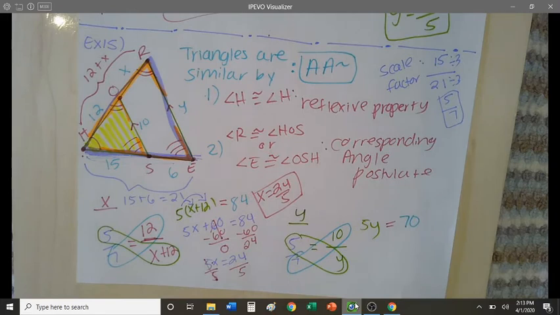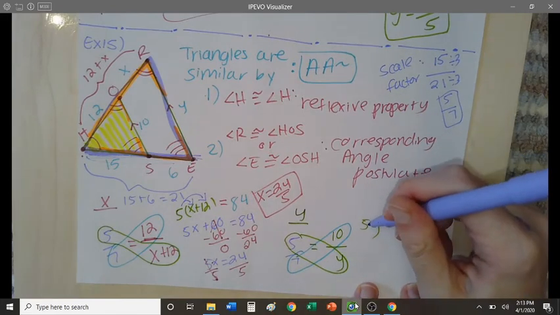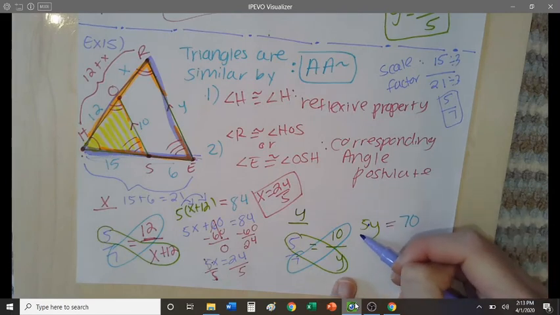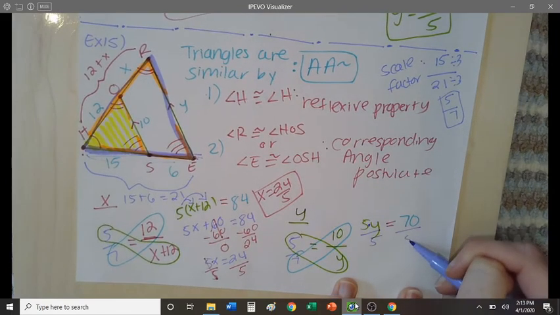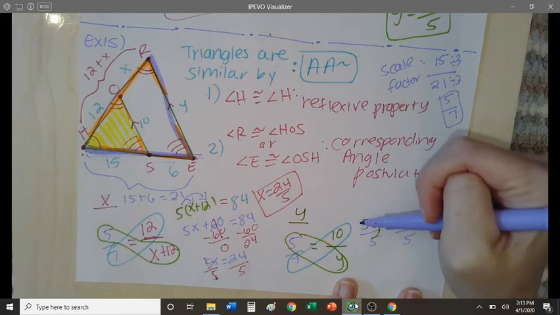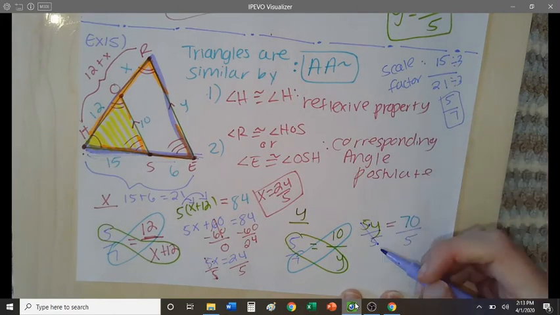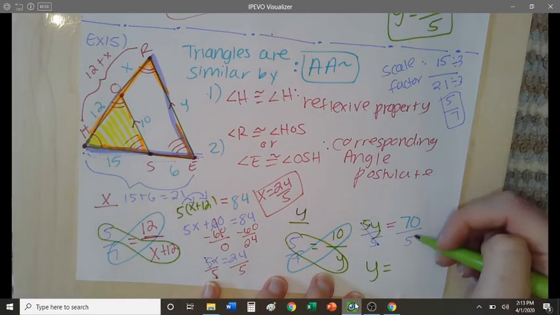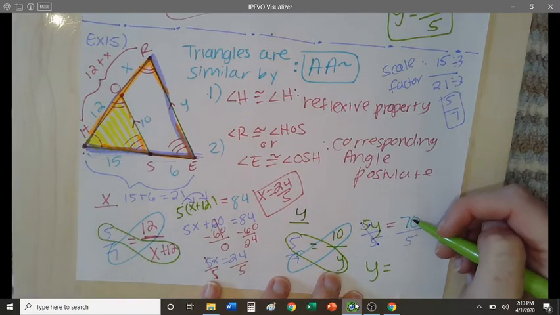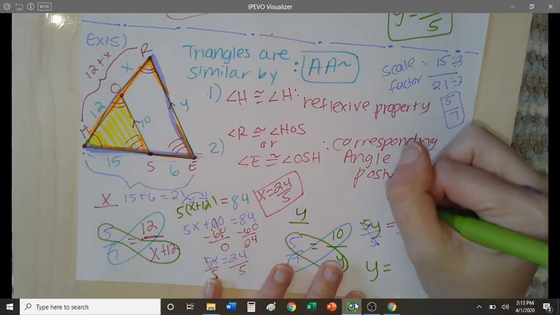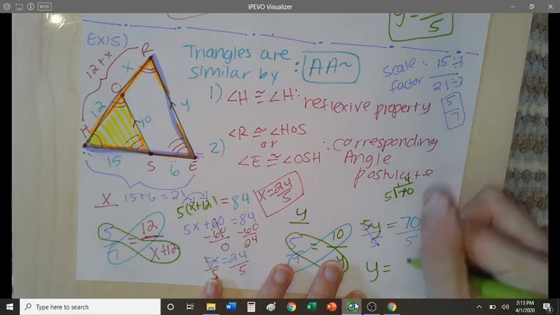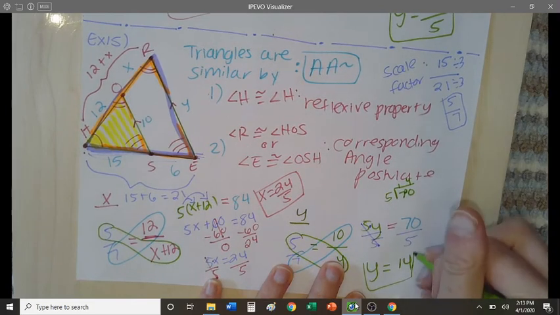Okay, let's solve for y. So the 5 and the y are secretly multiplying. So the way that I move 5 to the other side is by dividing both sides by 5, which 5 divided by 5 will cancel and turn to 1. So we have 1y, or just y, equals 70 over 5 is, I think it's 14, but I'll double check. Yes, it's 14. So y is 14.